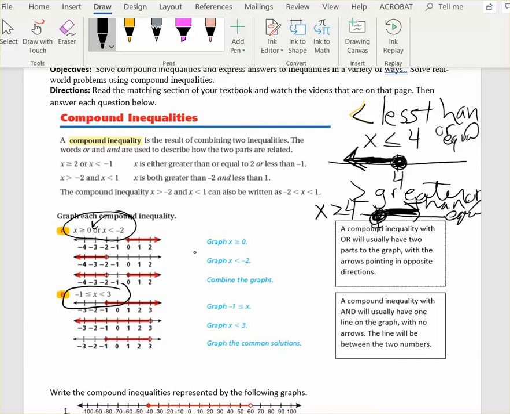If you look at the or inequality, the first example, they will usually have two parts to the graph. The arrows will usually point away from each other when it's all said and done. And the solution, which this is, will have two separate inequalities with the word or between them. For a compound inequality with the word and, it will usually have just the two endpoints on the graph and a line between them. And the solution, which is what this is, can be combined into one statement.